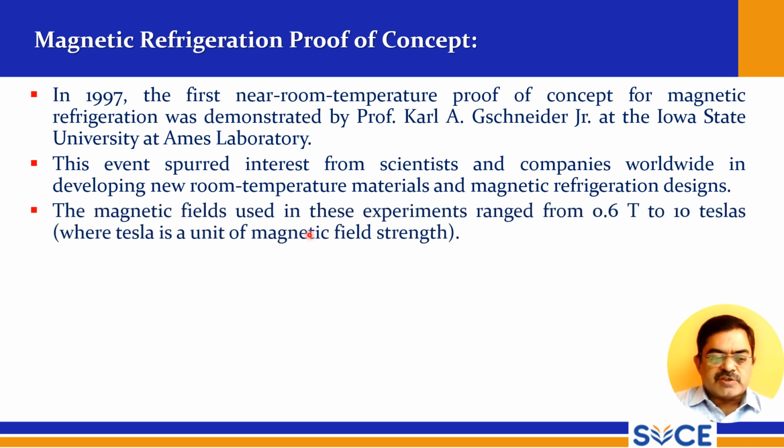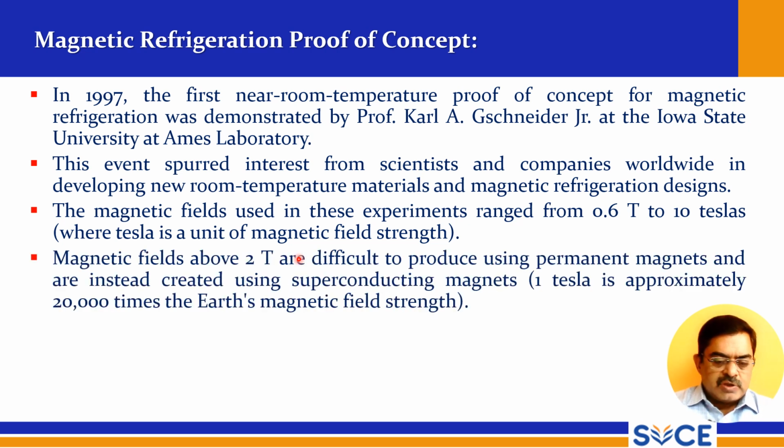The magnetic fields used in these experiments ranged from 0.6 T to 10 Tesla, where Tesla is a unit of magnetic field strength. So it is one of the units to measure the magnetic field strength. Magnetic fields above 2 Tesla are difficult to produce using permanent magnets and are instead created using superconducting magnets. That is, 1 Tesla is approximately 20,000 times the Earth's magnetic field strength.